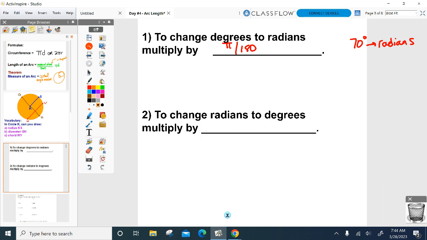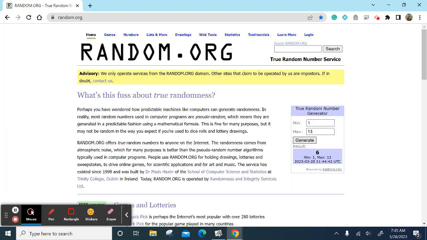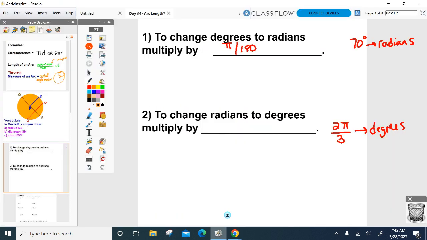And then if I'm going in reverse, let's say I have 2 pi over 3 radians, and I want to go to degrees now. What do I end up multiplying by here? 180 over pi. And then most times, about 95% of the time, the pi's will cancel. Sometimes they don't, though, if there is no pi in the radians. All right, that's where we are.